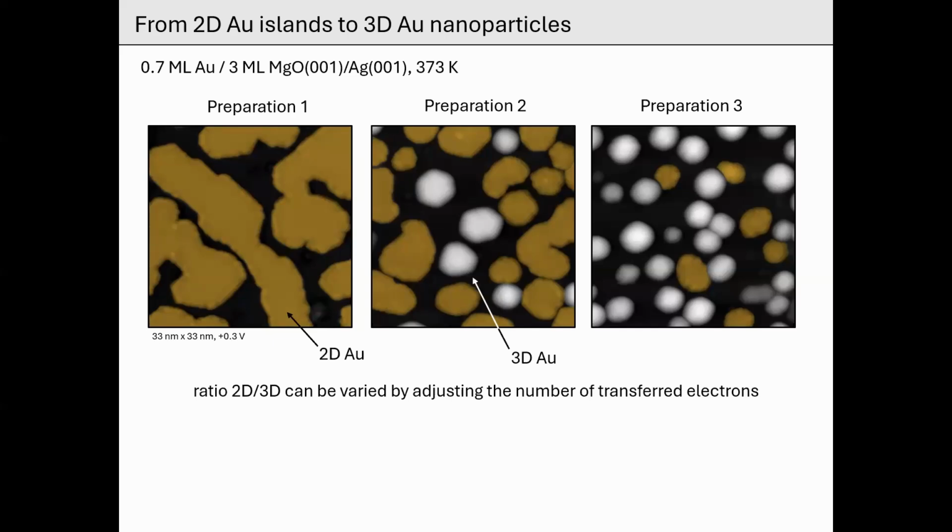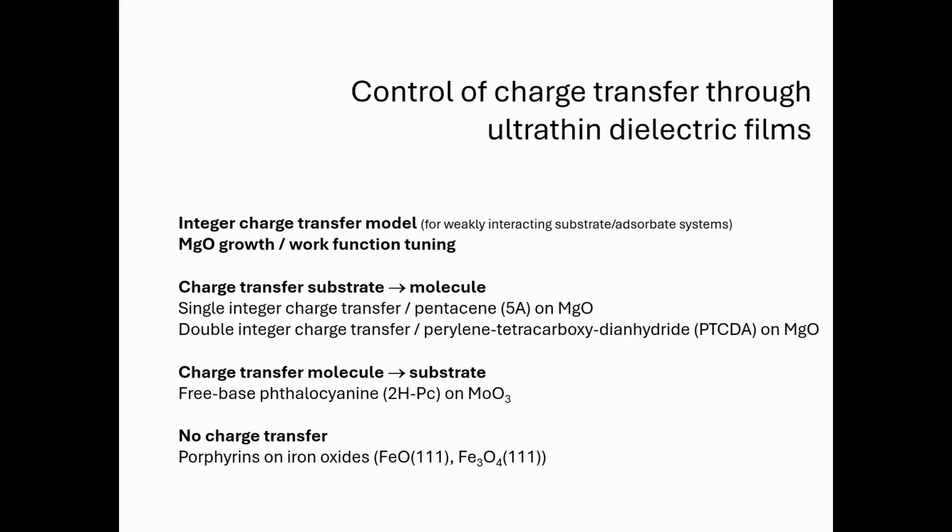That's the basic idea of what I'm going to tell you in the next 20 minutes: controlling charge transfer through work function tuning. And this is actually what we showed here. So high work function, fewer electrons can be transferred, fewer two-dimensional clusters can be stabilized. Good. Well, this would be the outline.